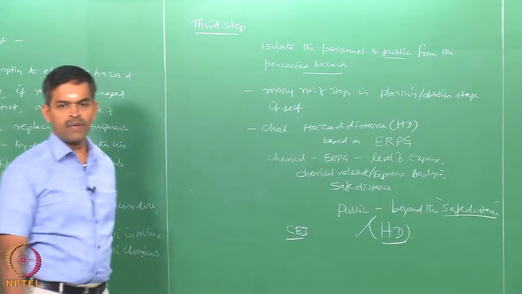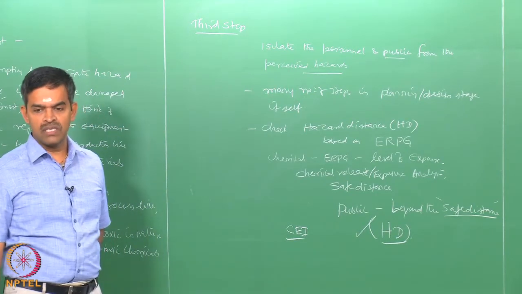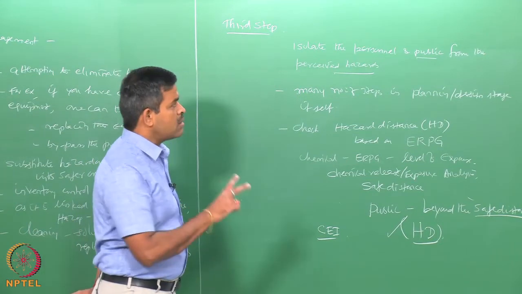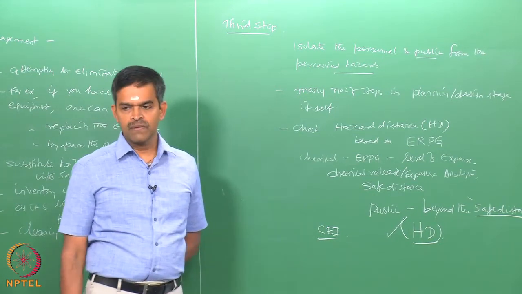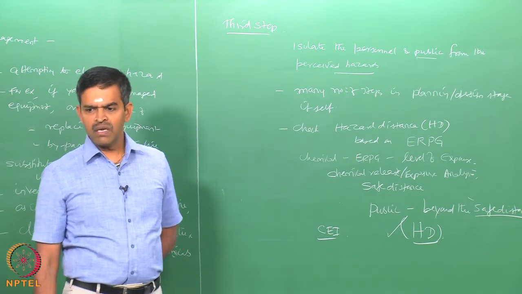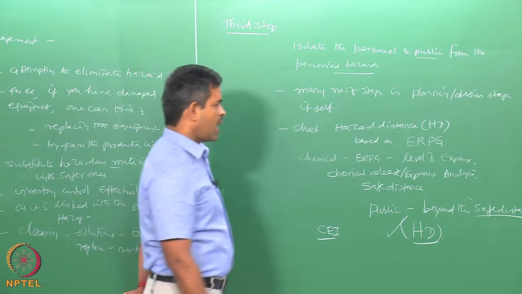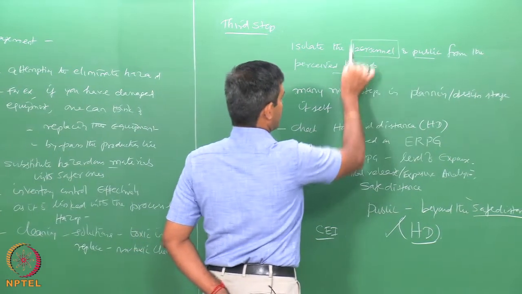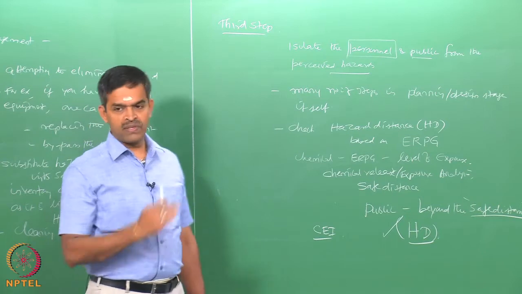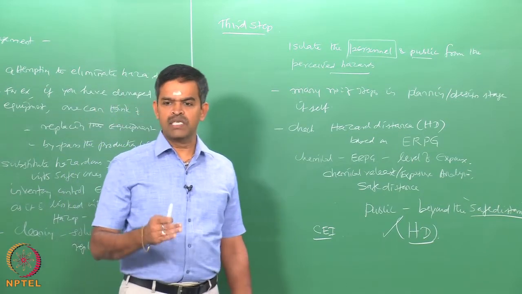So, the third step in hazard control, or the management, is going to be isolate the personnel and public, even at the planning stage itself. Similarly, whenever you are having personal exposure during the process, keep the exposed personnel as minimum as possible.